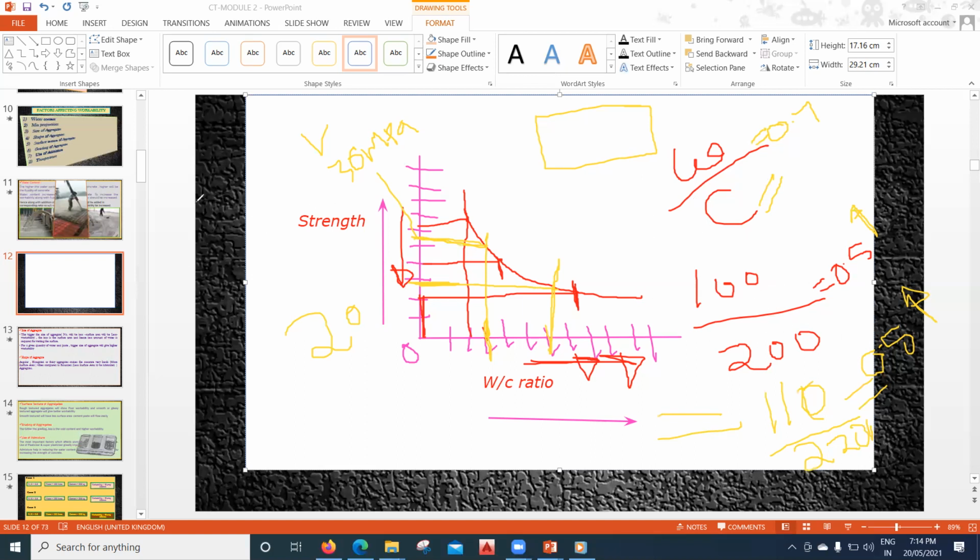So this is all about the water content and the water cement ratio, and this is how you have to understand it. I hope all these things are clear.